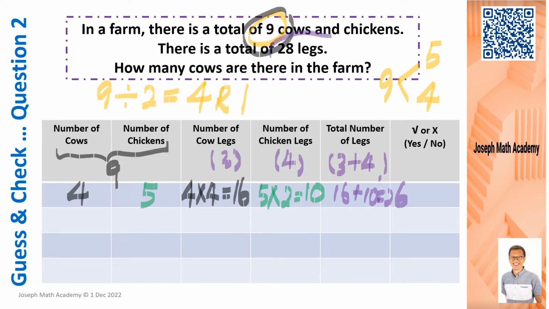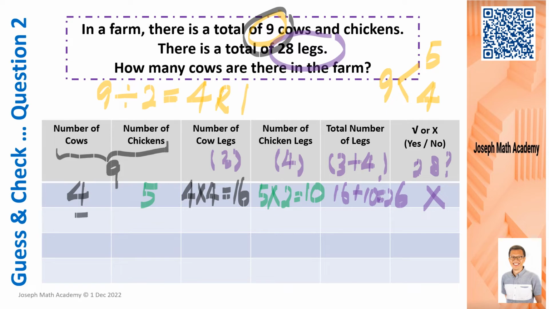No, we need 28. We need 28, so it is a cross. So our first guess is wrong. Since our first guess total number of legs is actually fewer, we should increase the number of cows.